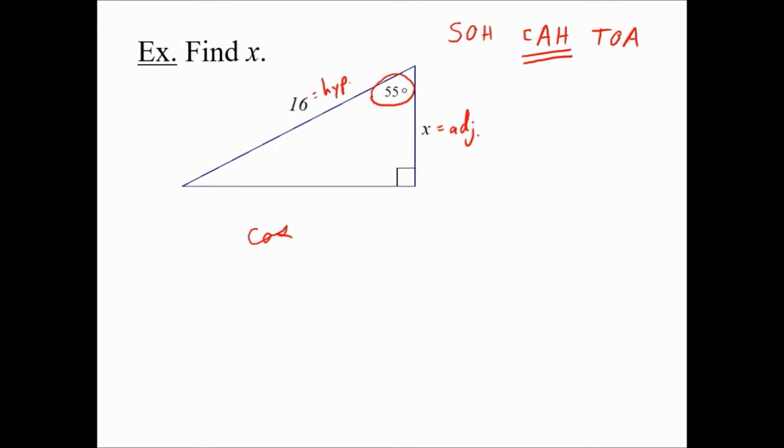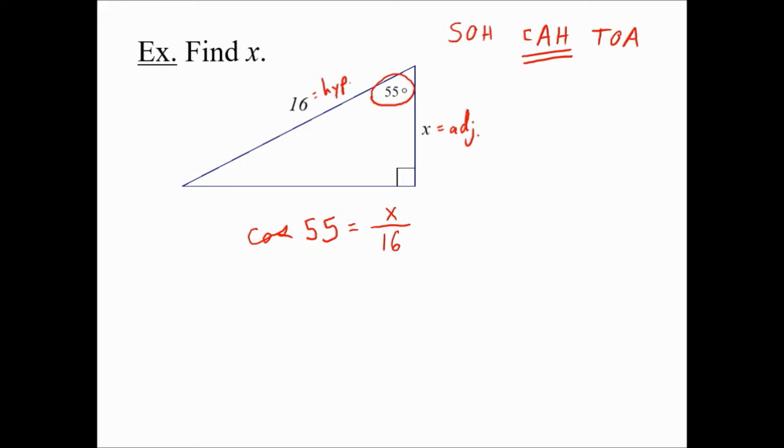Now, let's remember what we said just a minute ago. Next to the cosine, we always write the angle. For this problem, the angle is 55, so I'm going to write cosine 55. We always put the angle next to the sine or the cosine or the tangent. We know that cosine of an angle is equal to the adjacent side divided by the hypotenuse. So cosine of 55 in this triangle is equal to x over 16. And this is my equation.